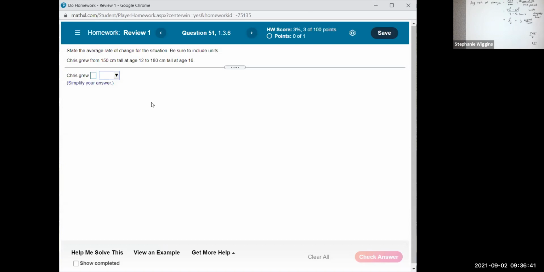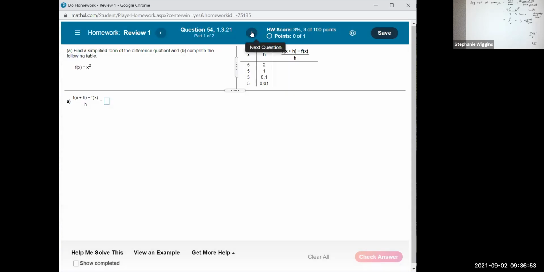So you get the feel for these. I don't want to go through all of them just to save time. But that's how you do these types of problems. They're all pretty much the same thing.